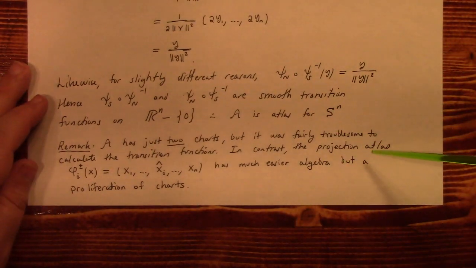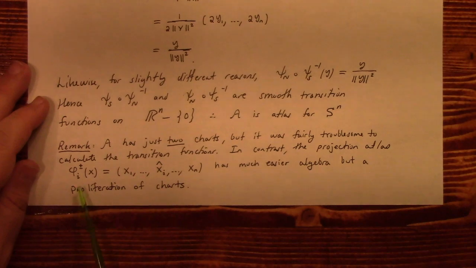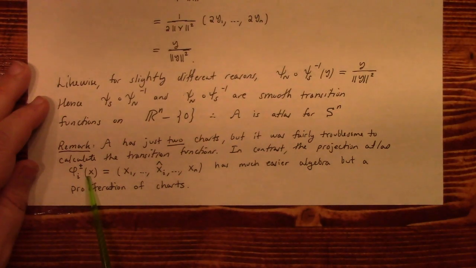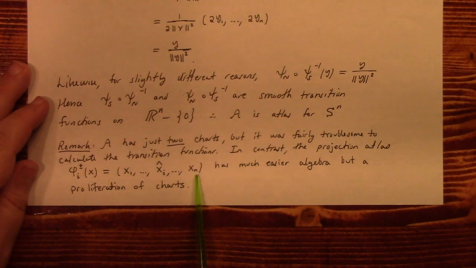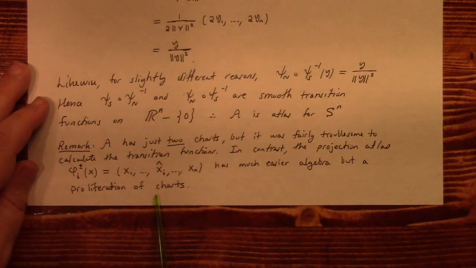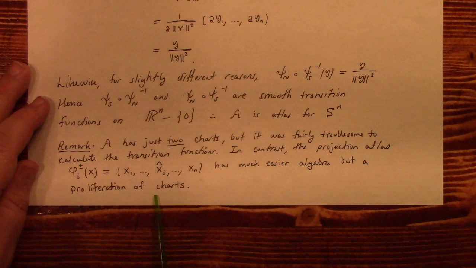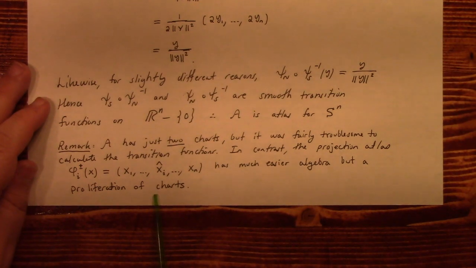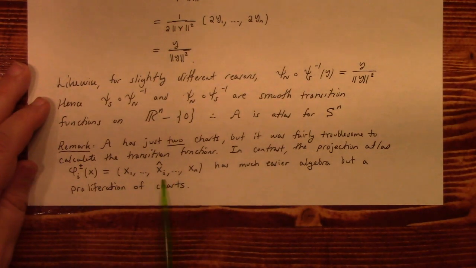In contrast, the projection atlas, which is something like this, phi plus minus x, and so on, has much easier algebra, but a proliferation of charts. Now, I was going to write up some notes on that, but I see I didn't, and my apologies, I'm out of time. But I think you guys can do this part.